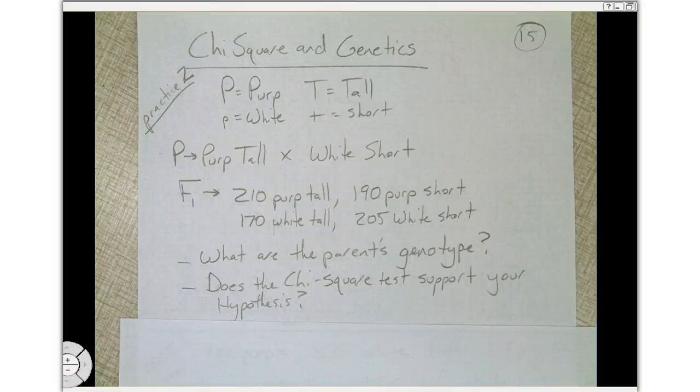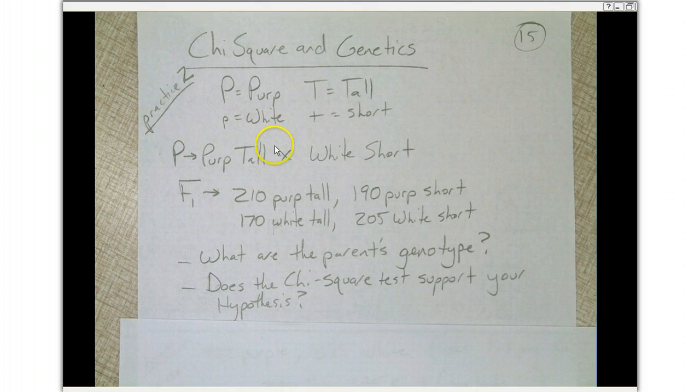AP Biology Genetics Part 5. Today we're going to start off with a practice problem combining your ability to find the genotype of the parents by analyzing the offspring and doing the chi-square test with 4 categories in the offspring. And we'll see if you know how to do this. So let's go ahead and pause the podcast at this point and copy down this problem.